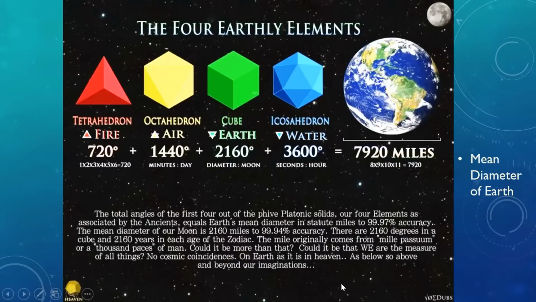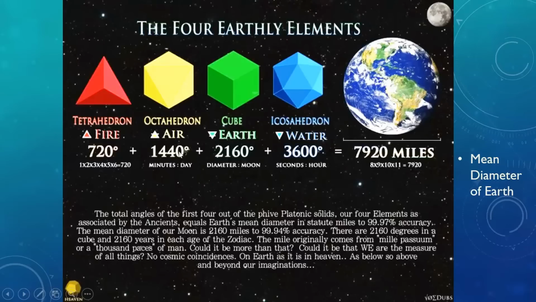This is an interesting representation. So the 4 Platonic solids, when added together, equal 7,920, the mean diameter of the Earth. And this kind of crossing over of systems is something that occurs quite a bit within the study of sacred geometry.